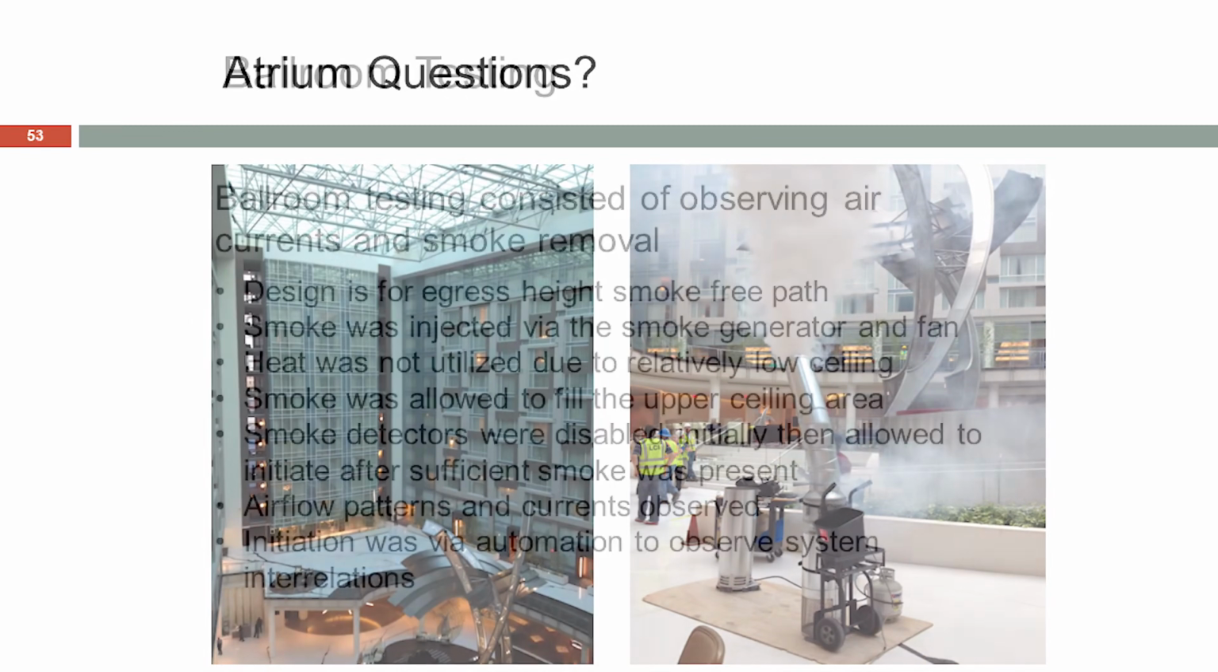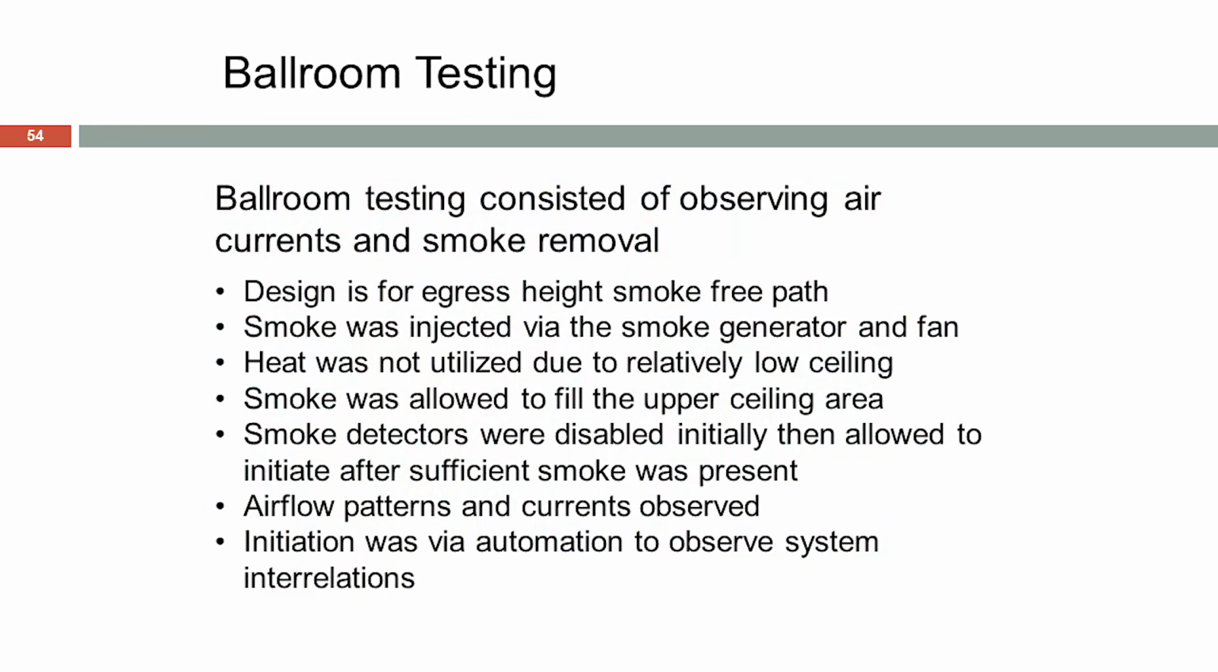Okay. Ballroom testing. The ballroom had a lower ceiling, much like this, and the design was for egress height, smoke-free pathway. Smoke was injected with a smoke generator in the fan. We did not need to use heat due to the low ceiling. Smoke was allowed to fill the upper ceiling area. Then the systems were allowed to initiate. We blocked them out until we got enough smoke in there. And then we watched the airflow patterns and currents.